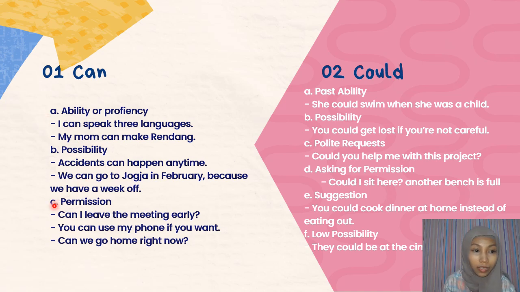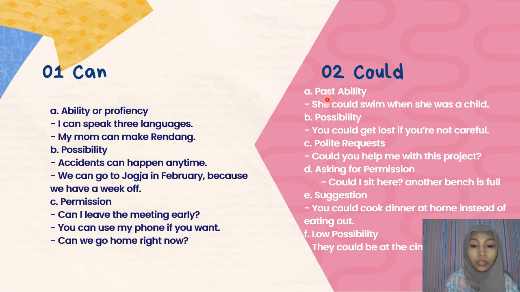In point C, permissions. Can is used to ask for or give permission in an informal tone. For example, can I leave the meeting early? You can use my phone if you want. Can we go home right now?